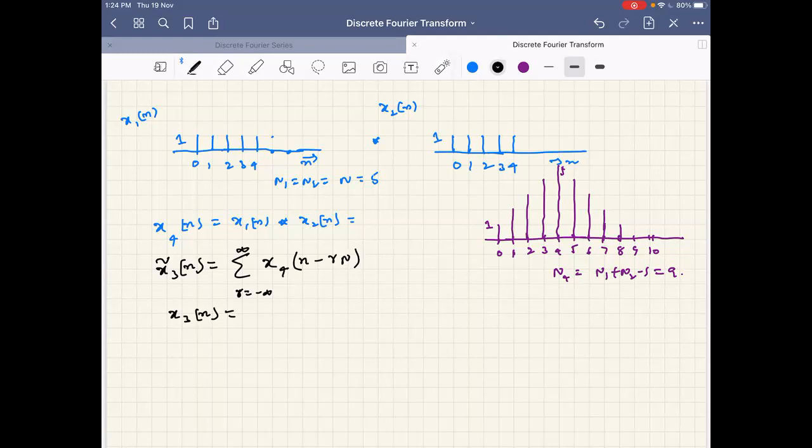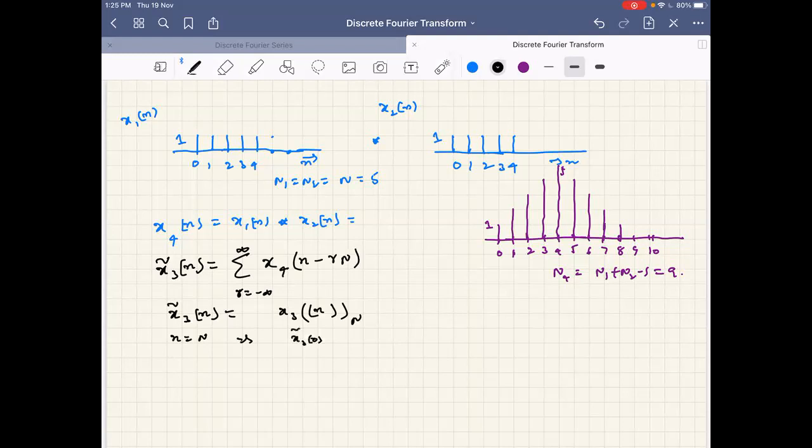One period of it. How do we write that? x3 tilde of n we write as x3 of n modulo N. If it goes out of this range, then x3, one period of x3 with the modulo N operation, gives x3 tilde of n. That means if small n equals N, the modulo N operation gives x3 of 0.